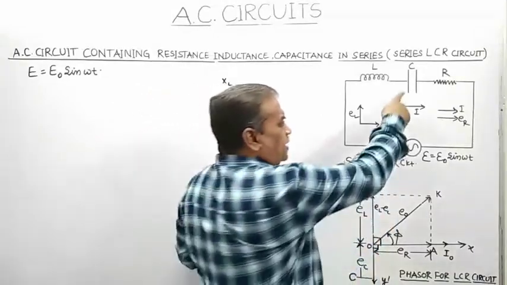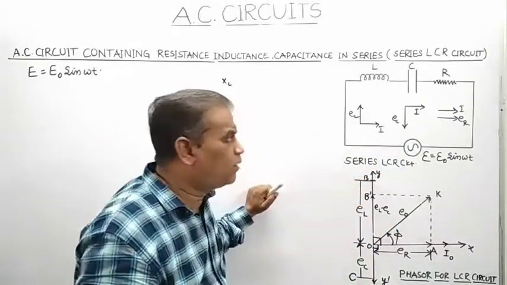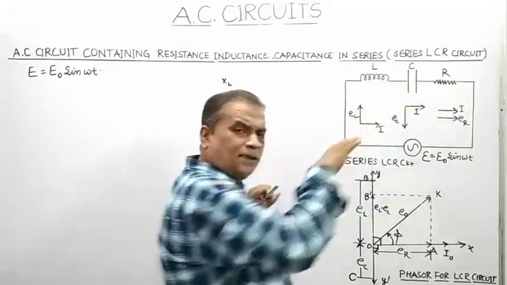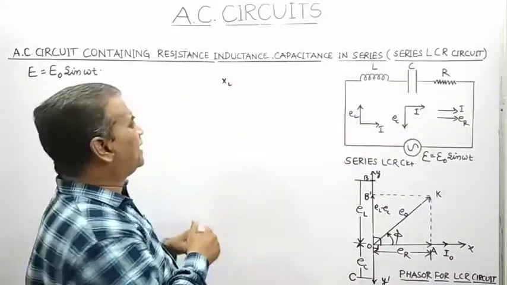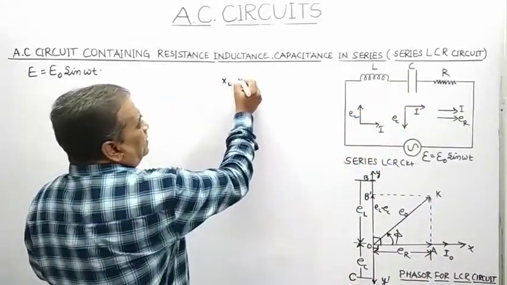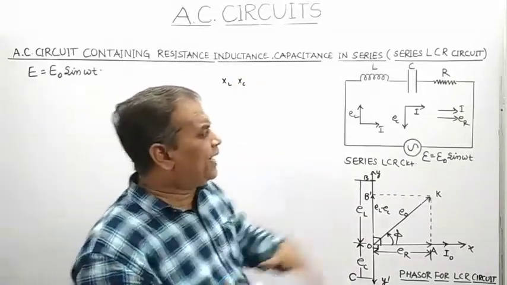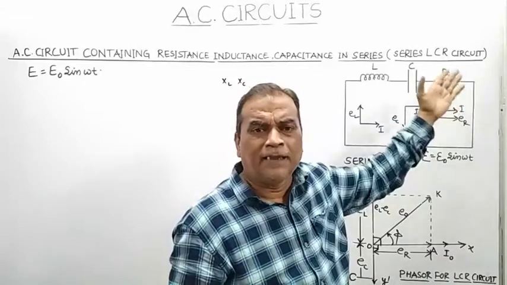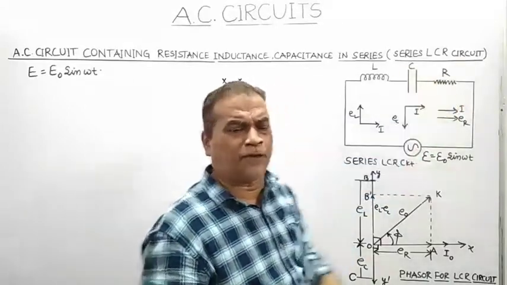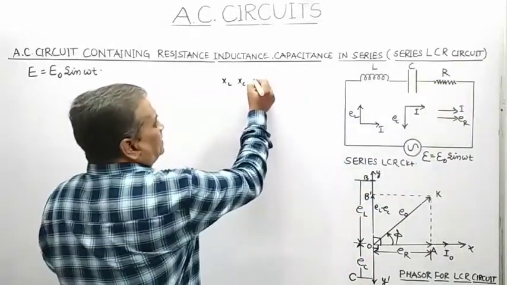The total opposition or the effective resistance offered by a capacitor to the flow of alternating current through it is called capacitive reactance, and the net opposition offered by a resistor to the flow of current through it is known as resistance.